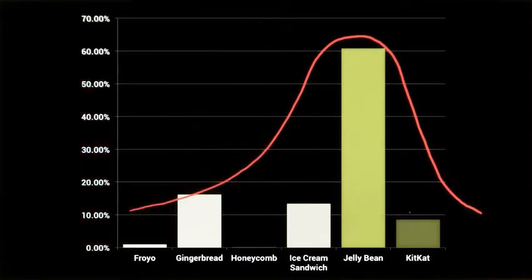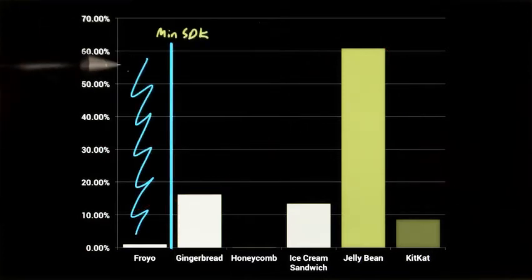So with that in mind, the Min SDK acts as your low-pass filter. Google Play won't show your app on devices running a platform version lower than this minimum SDK version. So why not just set the Min SDK to 1 and support everyone?